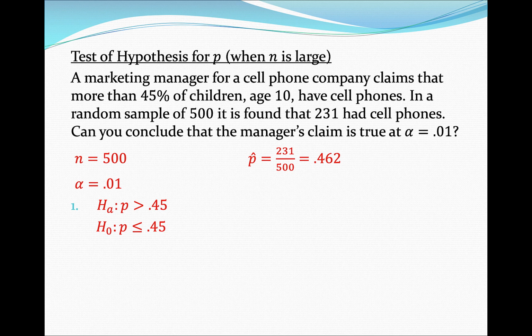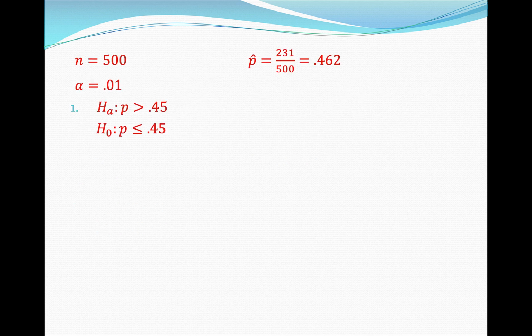We write HA colon, but now instead of writing mu, because this is not a mean, this is a proportion, we write the population proportion P. And we want to show that P is greater than 0.45. So that's the way we write it. H naught just, of course, contradicts that. So that's the information we need from the problem.